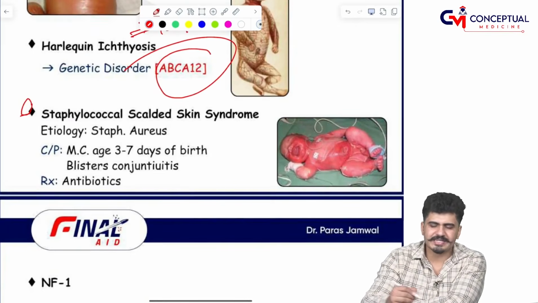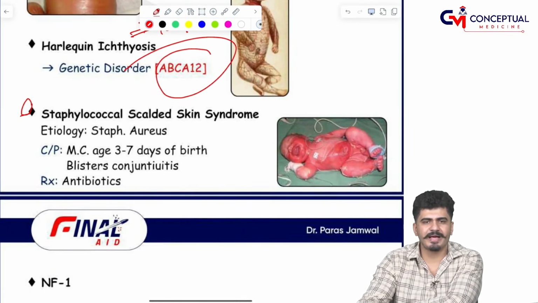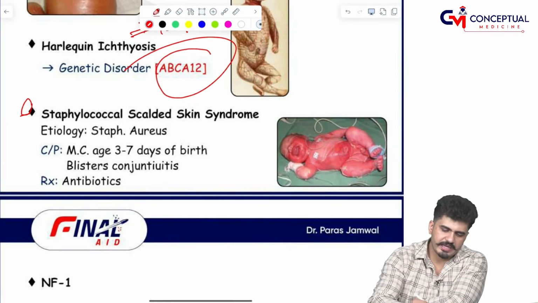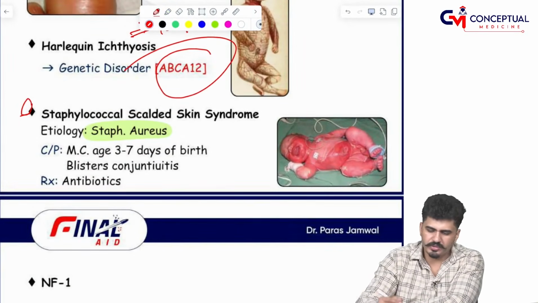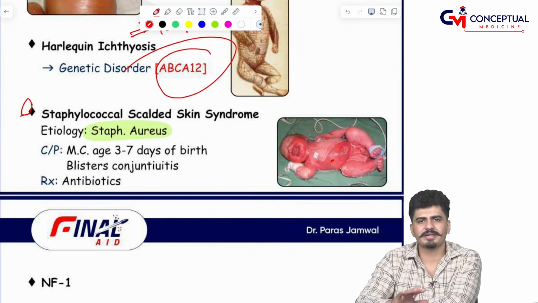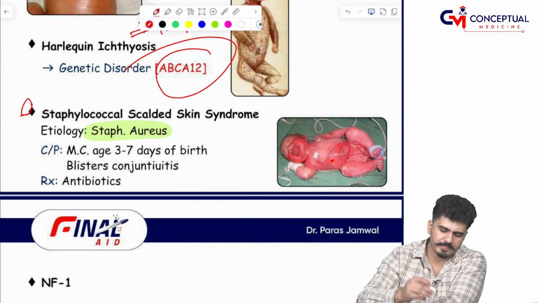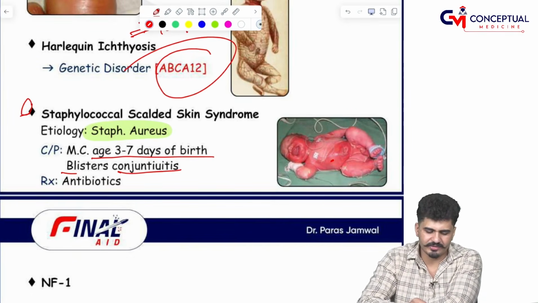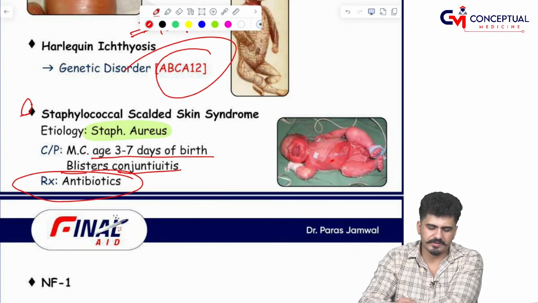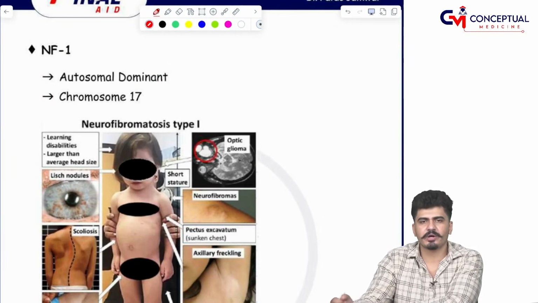Now staphylococcal scalded skin syndrome has been asked recently, my dear friends. Etiology is going to be Staphylococcus aureus. Because of this, there is going to be plastic-like desquamation happening. Most common age is 3 to 7 days. Blisters and conjunctivitis you are going to have. Treatment is again, because of bacterial infection, antibiotics you are going to give.